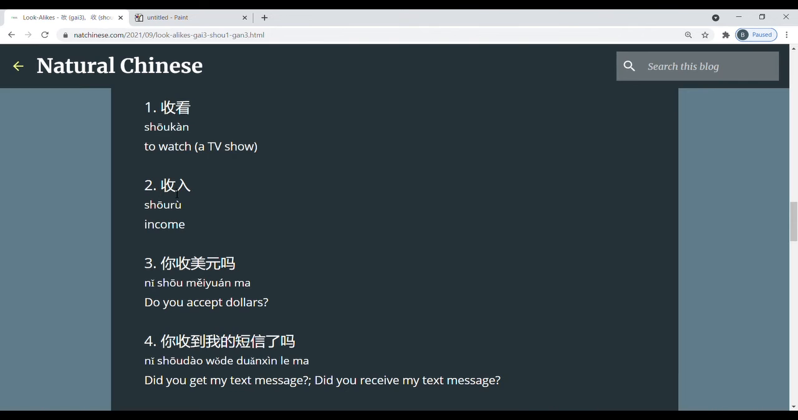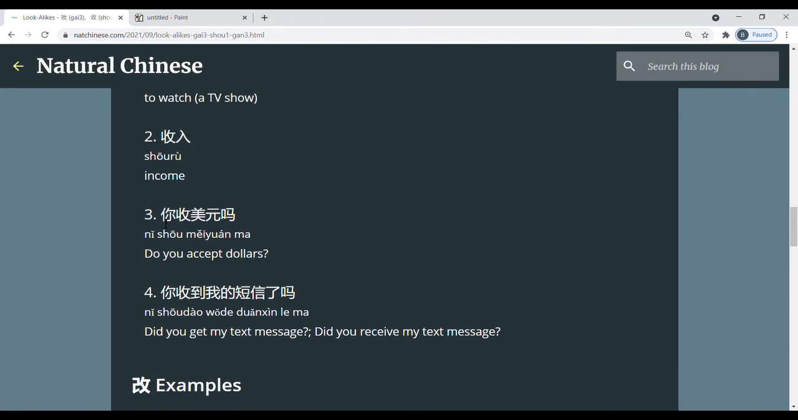The second word is 收入, which means income. And so this 入 means to enter. So I'm not sure how that is related to income, but you can think of like 收 as like you're accepting the money that's coming to you, you're accepting your income.